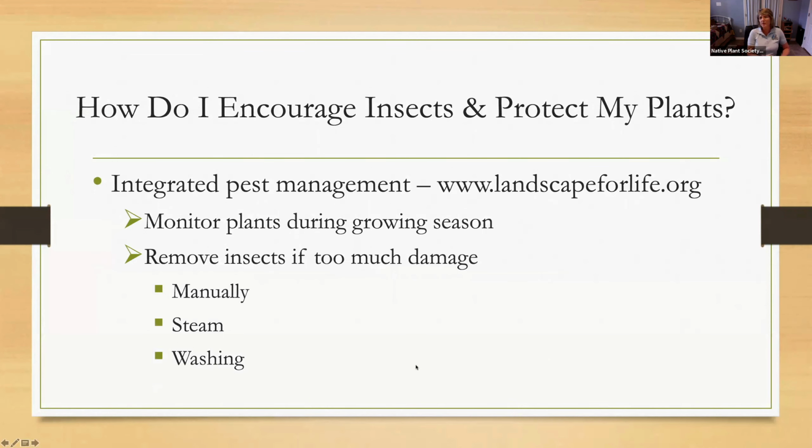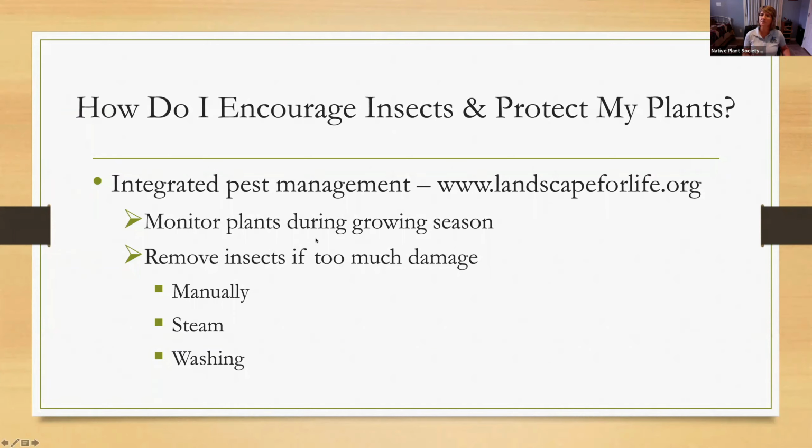A pretty new initiative, something I've been seeing and reading about a little bit, and I did a little digging when I was putting together this presentation, is something called integrated pest management. So using a wide variety of options to control the pests and still have your lovely garden. This is where I found the information that I'm using. It's a very nice website.